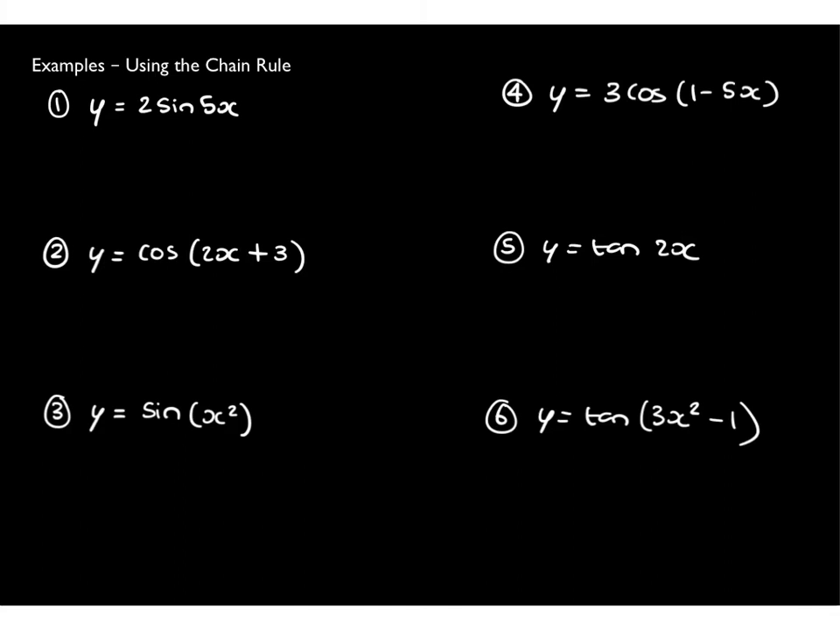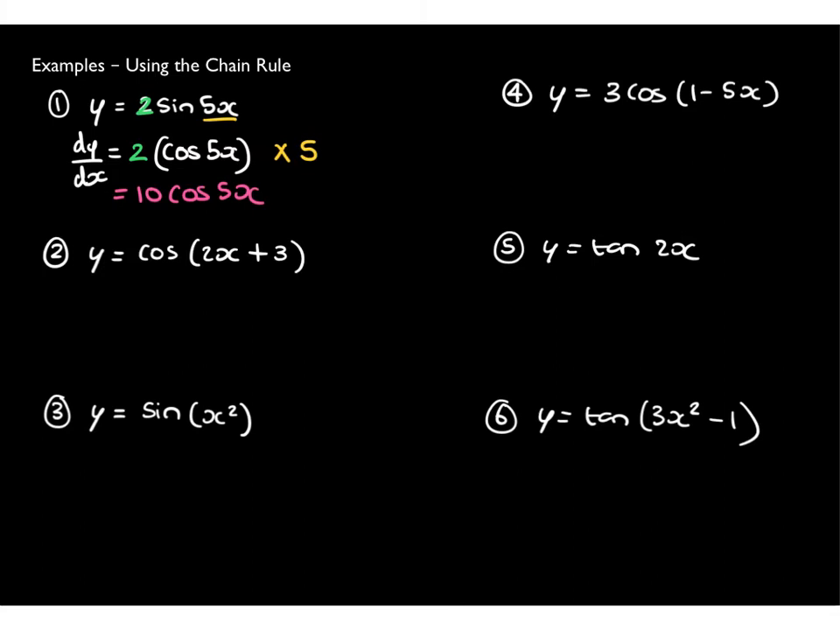Question 1. Look at the inner function, the 5x over here. Now the 2 at the beginning is just a multiplicative constant. Now sine functions differentiate to cos functions, so sine 5x differentiates to cos 5x, but of course we need to make sure we multiply by the 5. Remember, it's the overall function that's being multiplied by the 5, not the 5x within the cosine. So the final answer to this is going to be 10 cos 5x.